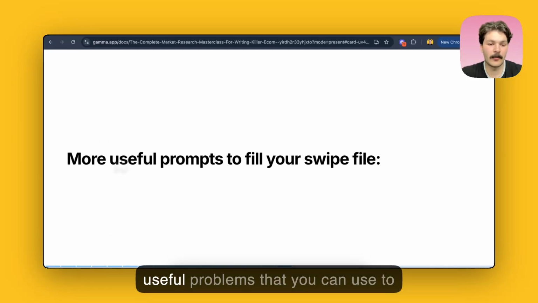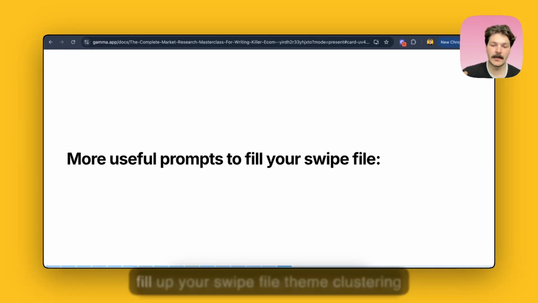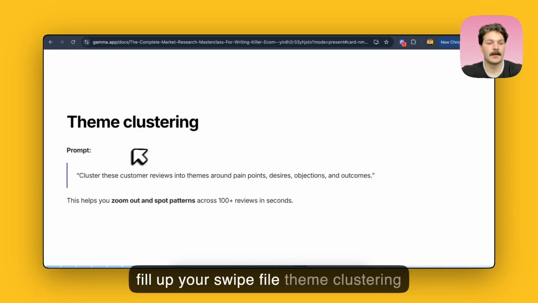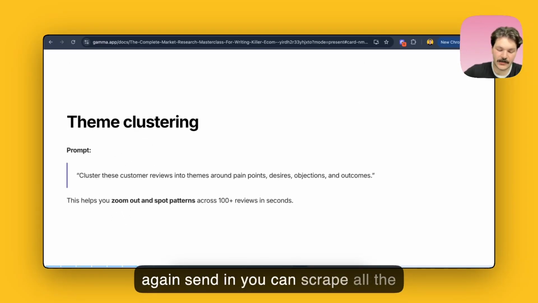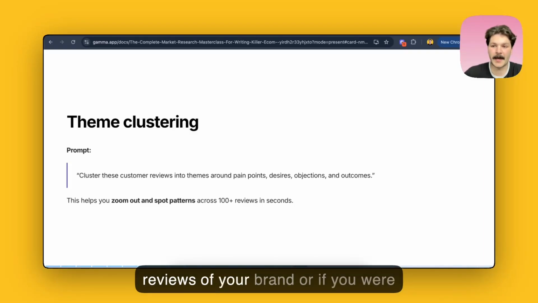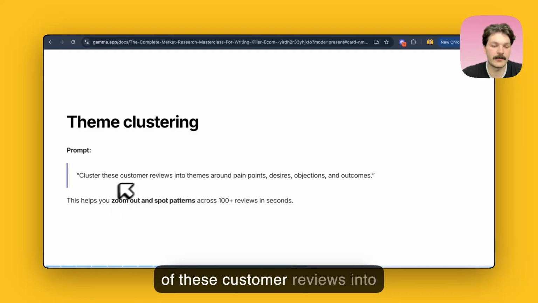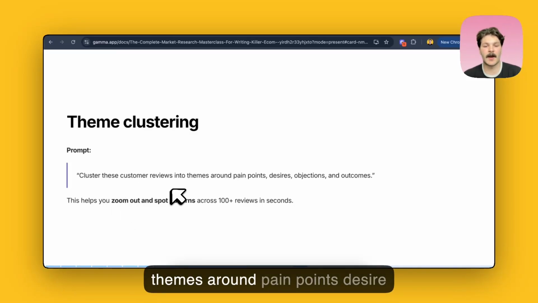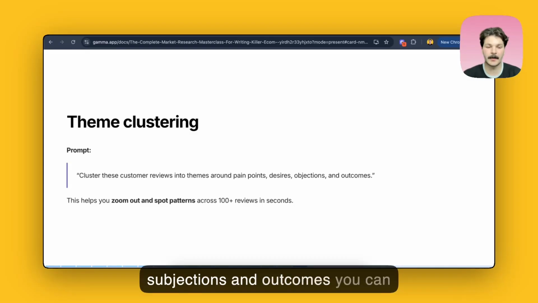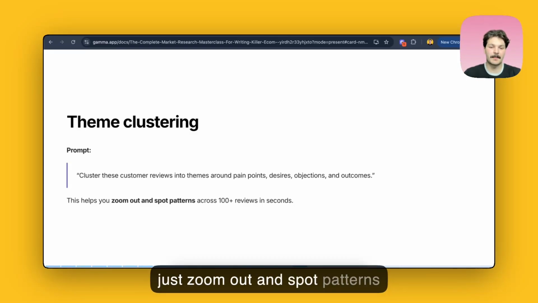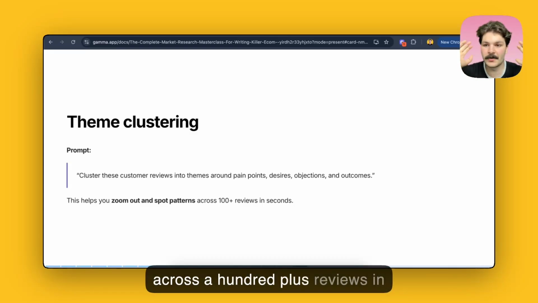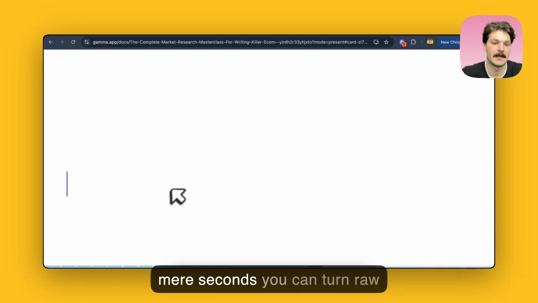Now, more useful prompts that you can use to fill up your swipe file. Theme clustering. Again, you can scrape all the reviews of your brand or of your competitor's brand and feed it to ChatGPT, and then cluster these customer reviews into themes around pain points, desires, objections, and outcomes. You can just zoom out and spot patterns across 100 plus reviews in mere seconds.